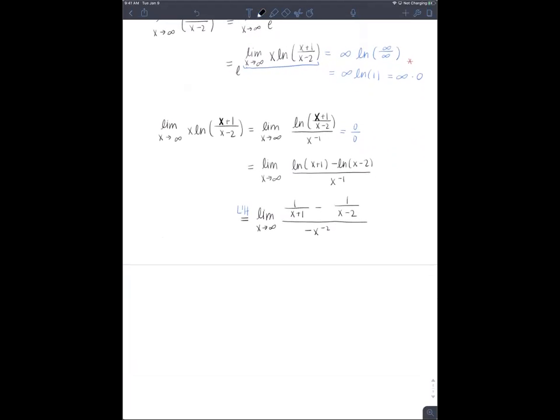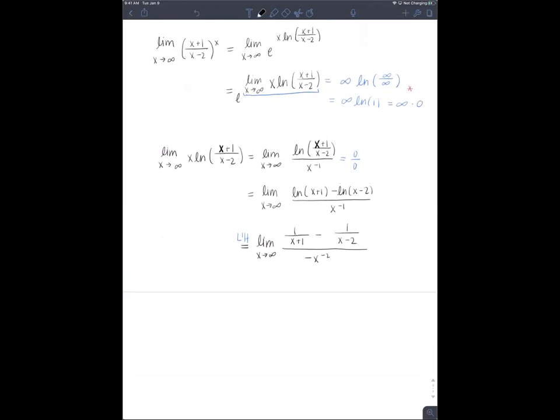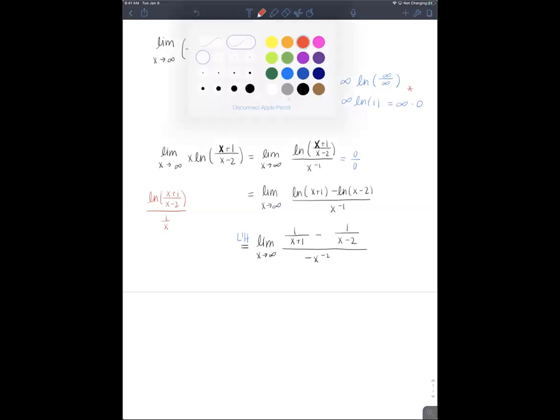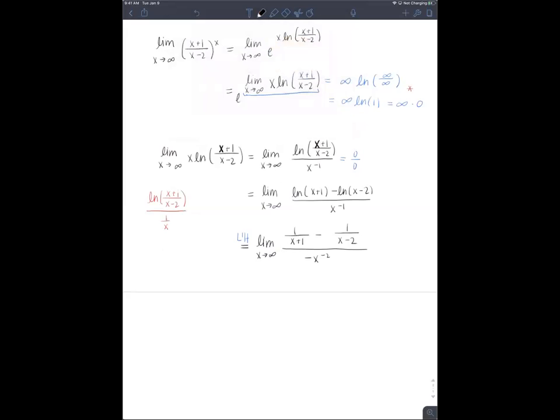Okay, so if I try plugging this in now, oh, x to the negative 1, that's because really what I was doing was I took that x and I divided by 1 over x, right? And I just wrote this as x to the negative 1 instead of 1 over x. Okay, and then I took the derivative of that.